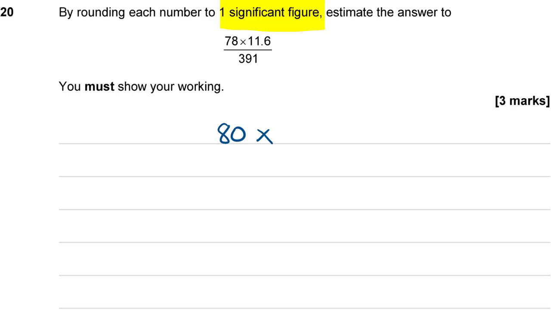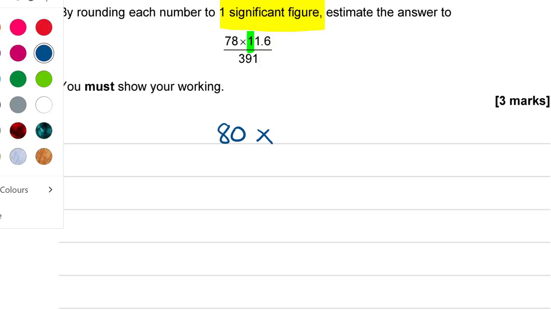11.6, again, the first significant figure is the first non-zero digit, which is the 1. And again, that's in the tens column. So again, we're going to be rounding that number to the nearest 10. So 11.6, which 10 is it nearest? It's nearest 10, isn't it?